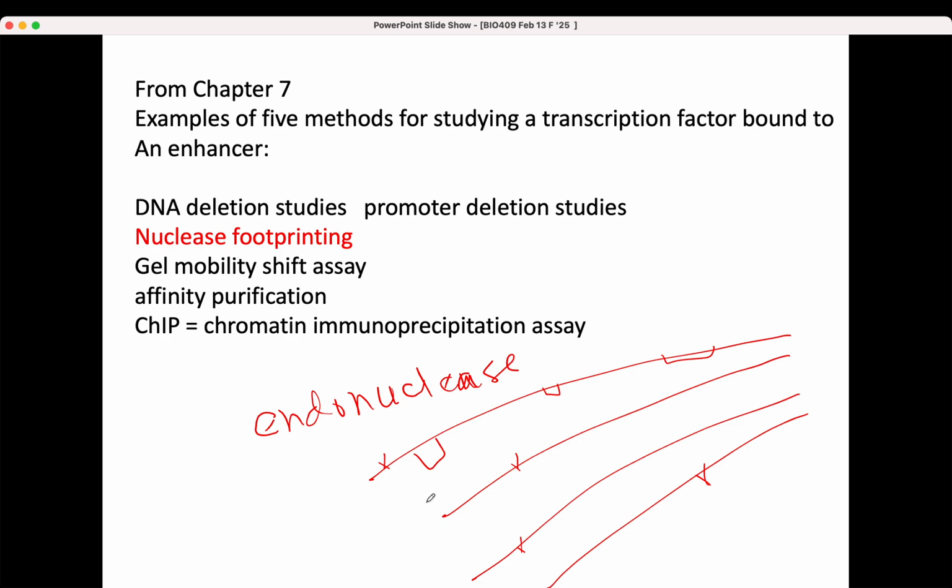And to help us with this experiment, we're going to have already labeled the end of the DNA with some radioactivity. Okay? And so after this short incubation of the radioactively labeled DNA with the endonuclease, we can do a gel. So we can do gel electrophoresis.